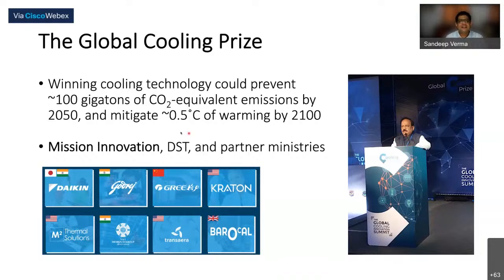And the bottom line there was, can there be a cooling technology which can prevent hundreds of gigatons of carbon dioxide equivalent emissions that come out of various places, and how can you mitigate 0.5, only 0.5 degrees centigrade warming by 2100? It may appear a small number, but it is a huge challenge. And when we make such international competitions of global cooling competition, that is where the youth of tomorrow are going to bring in innovation, are going to bring in new ideas, and that is where your heart should be.